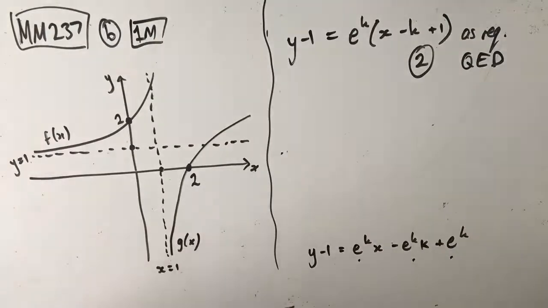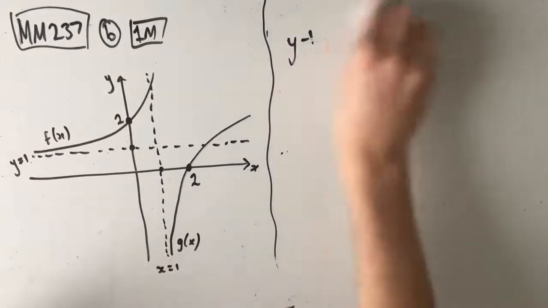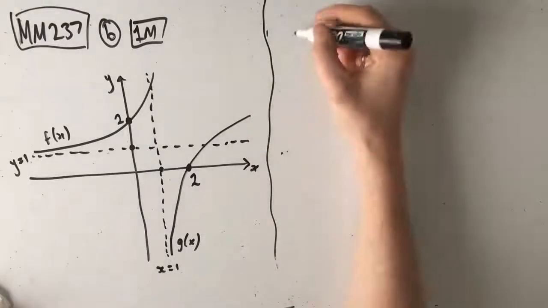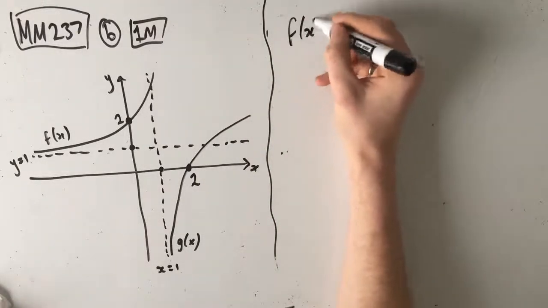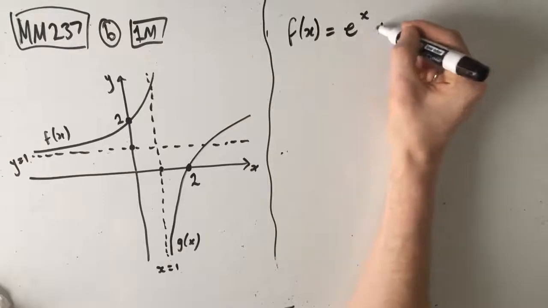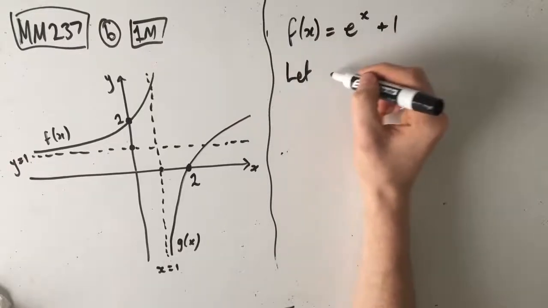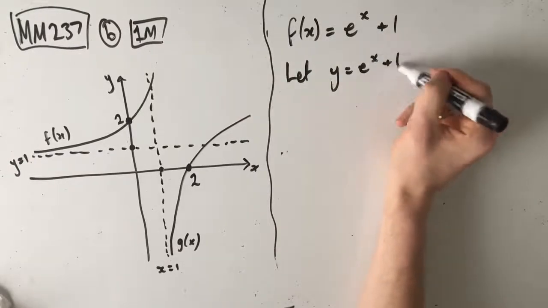Yes, we do have our calculator, so you can actually just solve this in your calculator, but I'm just going to do it by hand to show you how to do it. So we know that f of x is equal to e to the x plus 1. So we're going to let y equal e to the x plus 1.